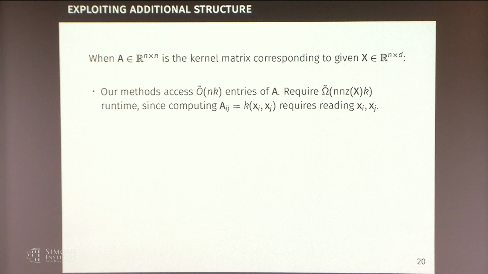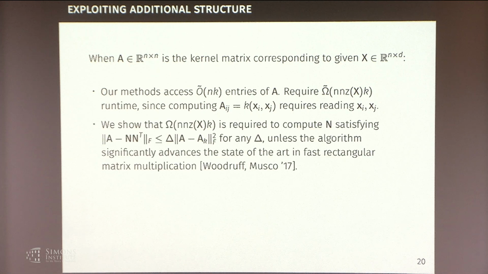Our methods basically access, if I ignore all the epsilon factors, n times k entries of A. In order to compute these entries, this requires nnz(x) times k runtime. I need to compute the kernel distance between roughly n k pairs of points. And computing this kernel distance requires reading two rows of the matrix X. So the runtime is something like nnz(x) times k.